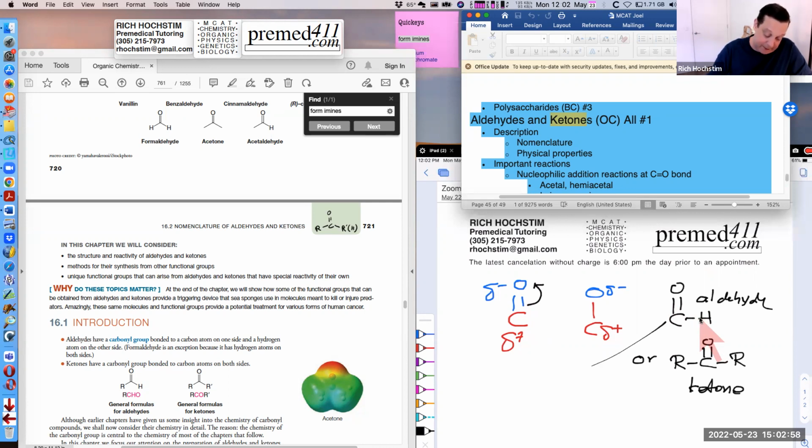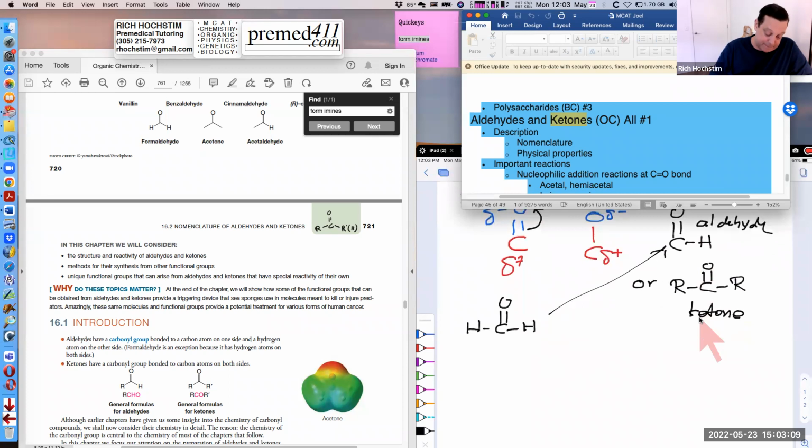Now, in the case of the aldehyde, the simplest aldehyde would look like this. It would have two hydrogens on there. And the next simplest would look like this. We'll put a methyl here. So those are the first two aldehydes in terms of numbers of carbons. As far as ketones go, the very first ketone is going to look like this. It's going to have two methyl groups on each side of the carbonyl, which is here in the center, in order to be a ketone.